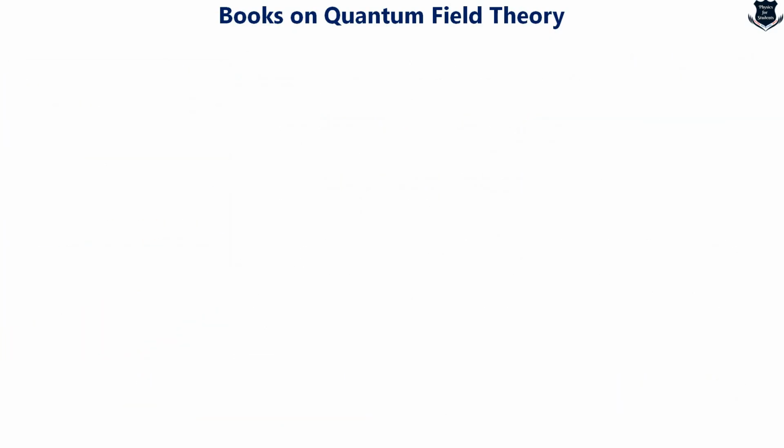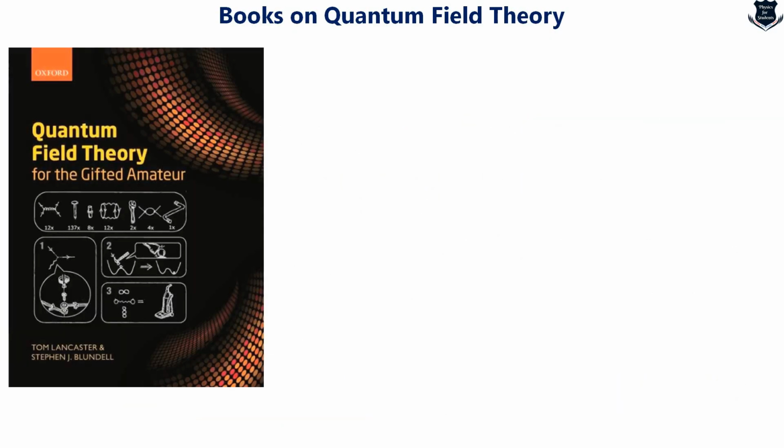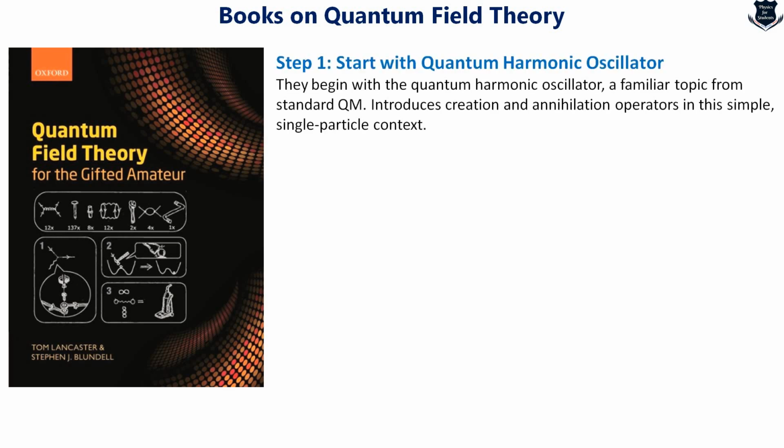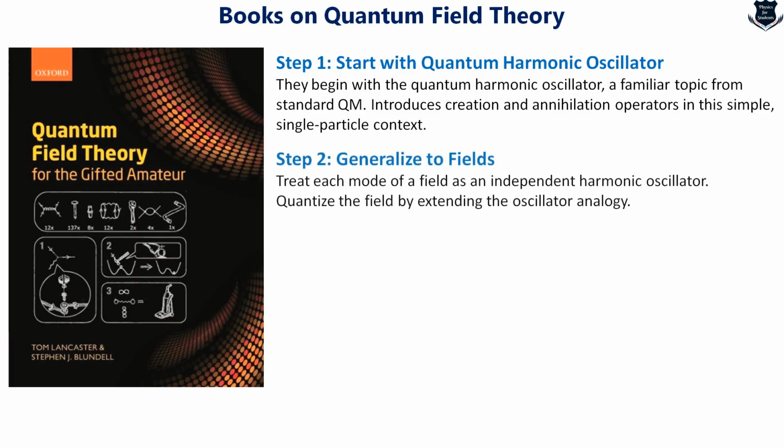The next book that I talked about in the earlier video, and what I would like to emphasize here, is Quantum Field Theory for the Gifted Amateur, by Professor Tom Lancaster of Durham University and Stephen J. Blundell. Now, this book is much easier in terms of the approach because it starts with the quantum harmonic oscillator, which is a very familiar topic to most of you from standard quantum mechanics, and then it moves forward to creation and annihilation operators. It treats each mode of a field as an independent harmonic oscillator.